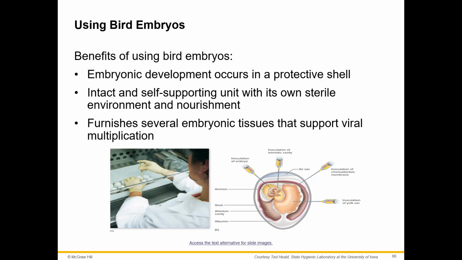So scientists can do that. They have a special candling type apparatus, and they can specifically inject viruses into a certain part of the egg in order to grow it. The egg does have to be fertilized, and the bird does die.